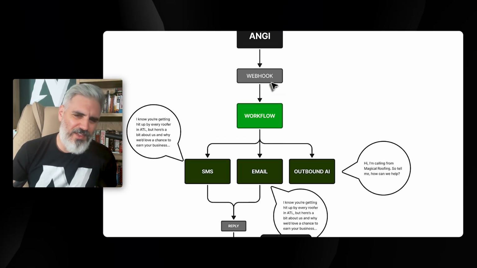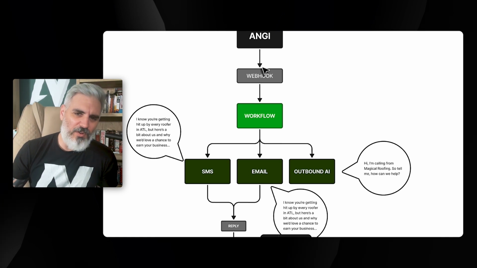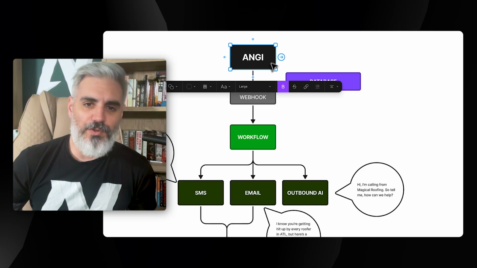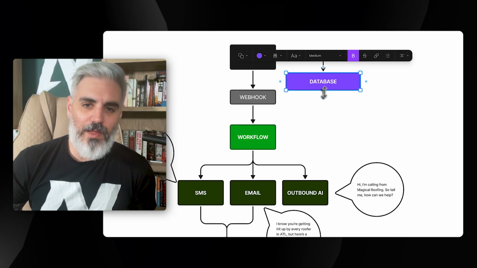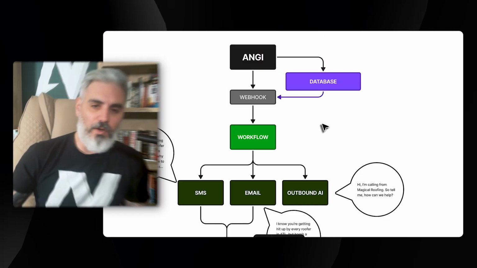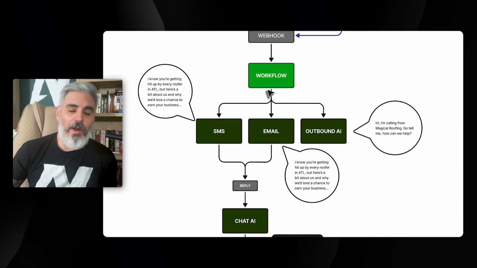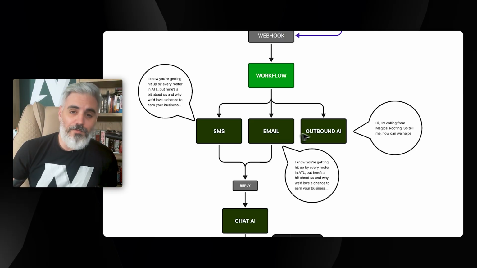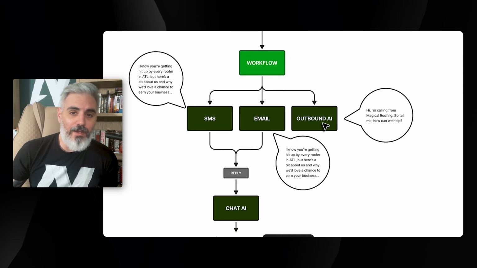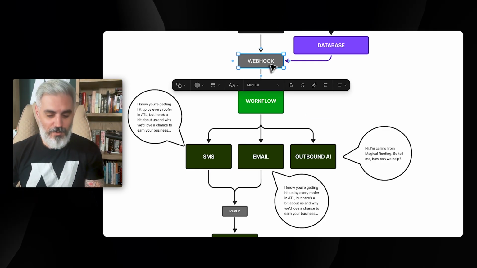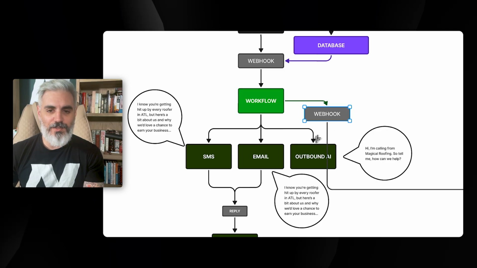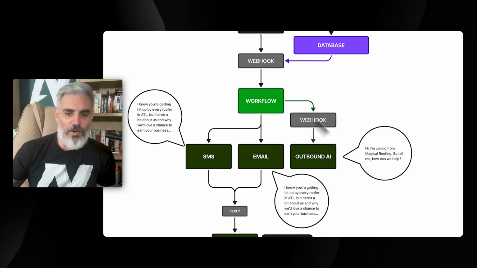And there's actually one thing that happens before this. It goes to a database. But if we want to get very specific, first it will go to the database, and then it will trigger the webhook. And then it will go to a workflow. And then what happens in the workflow is that lead will get an SMS and email. And if you have outbound AI, it will also trigger an outbound AI. There's another thing that happens here, which is basically an outbound AI webhook, which actually leads them to here.